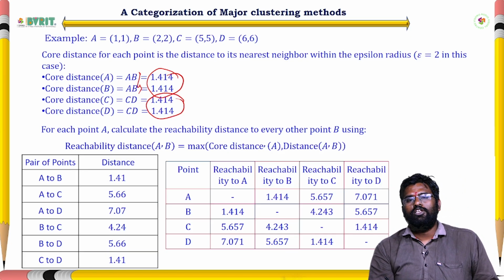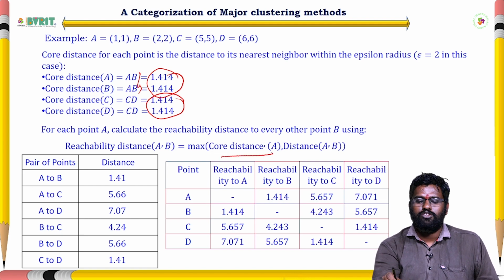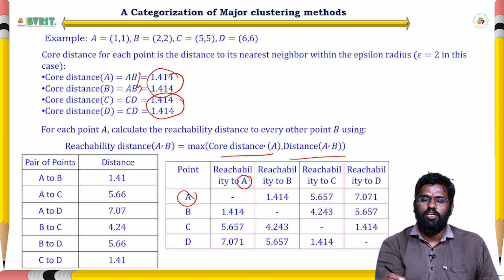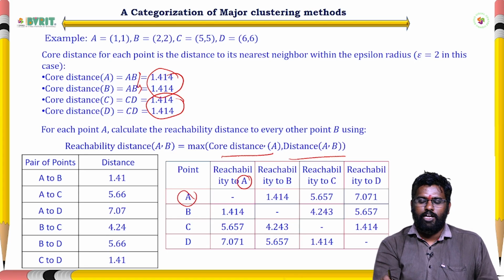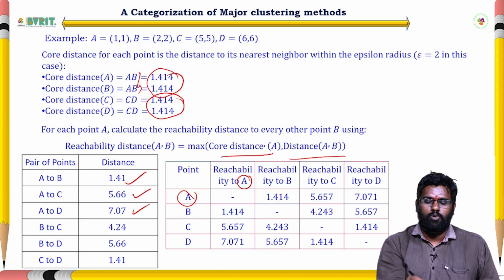Now we need to calculate the reachability distance between the points. Reachability distance means the core distance with A, or the distance from A to B. So the core distance with A to B is 1.414. This diagonal value we don't want to calculate because A to A is not to be evaluated. So A to B value is 1.414. Next A to C is 5.66. Next A to D is 7.07.